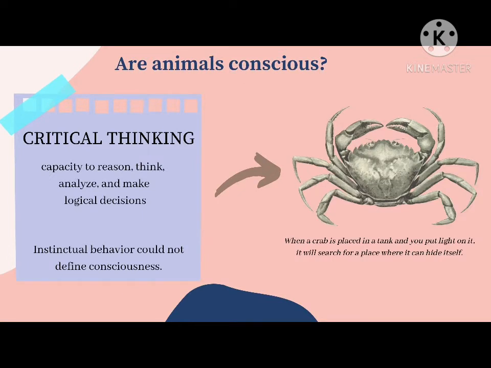Next is critical thinking. Critical thinking is the capacity to reason, think, analyze, and make logical decisions. It is said that instinctual behavior in animals is not a sufficient characteristic for having self-consciousness. Although it involves mental presence, still, you can say that one is conscious when that living thing is able to think critically and make decisions out of it. For example is a crab. When a crab is placed in a tank and you put light on it, it will search for a place where it can hide itself.